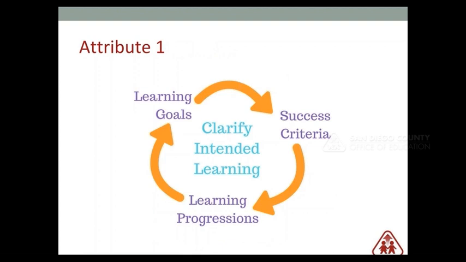So here we're going into a little more depth around attribute 1. I mentioned this earlier, so clarifying the intended learning, there's really 3 key components. We have the learning goals, or learning intentions or learning targets. You may have different terminology for that, but essentially, what's the key piece that this lesson or a series of lessons is designed to help get students to?